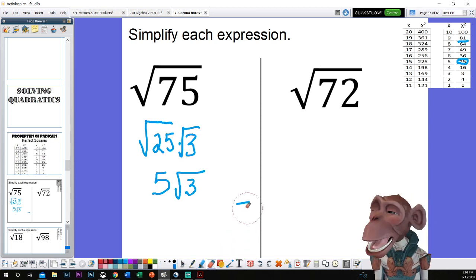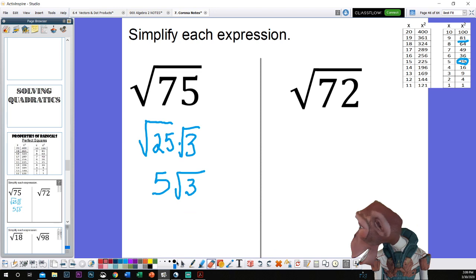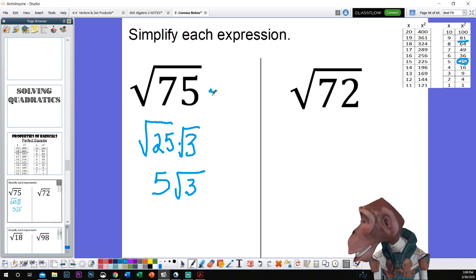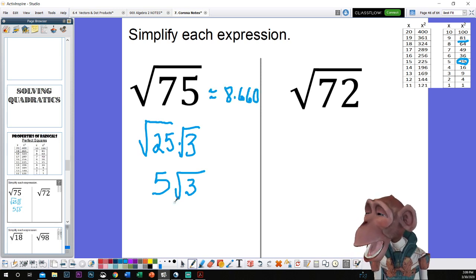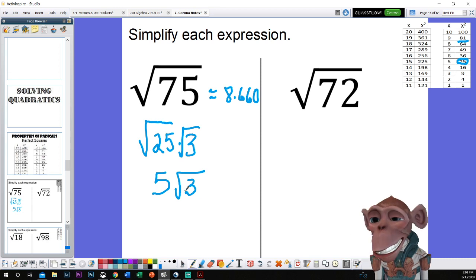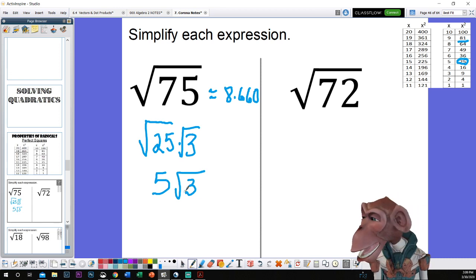Now, if you're not sure if you got the answer right, that's okay. We could very easily check. You remember when we did the square root of 75 on the calculator, we said that it was about 8.660. Now I can do 5 square root 3 on the calculator. The square root button, if you haven't used that before, is you hit the second or shift key and then x squared.